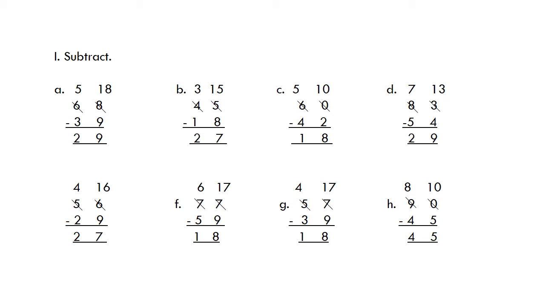Now 13 minus 4 is 9. Write 9 under ones column. Now look at the tens column. 7 is left there. So 7 minus 5 is equal to 2. Write 2 under tens column. So children, 83 minus 54 is equal to 29.